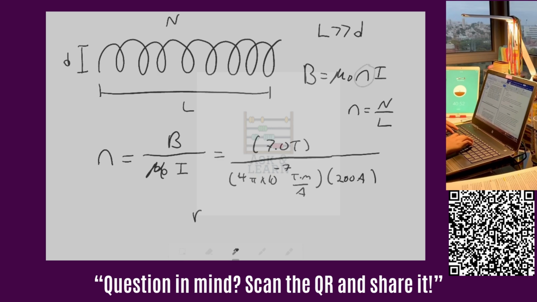Plug all those things into our calculator, and we see that the turn density is given as 2.8 times 10 to the 4 turns per meter. And that is our answer.